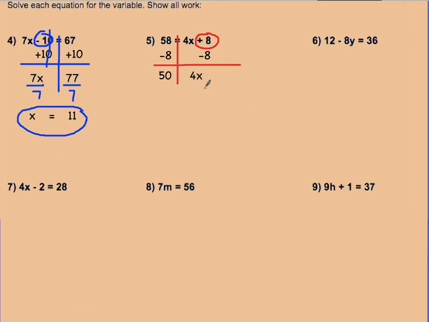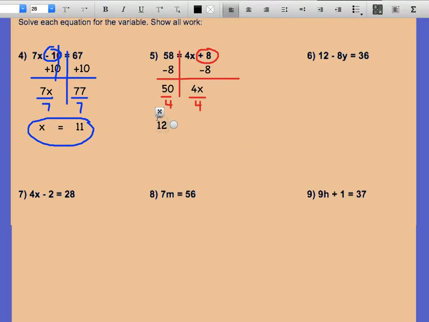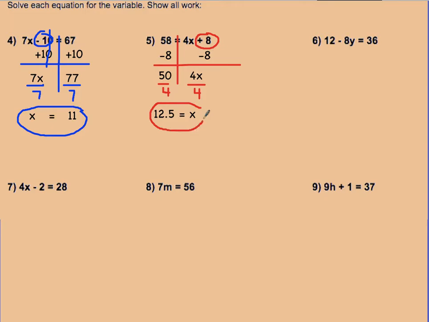So then we'll divide by 4. Remember, we do it on both sides to keep the equation balanced. We get 12.5 equals x. Remember, x is on the right side here, so I'm going to have it on the right side when I write this. It won't make a difference really, but we want to keep things on the correct sides of the equation here too. All right, next one.